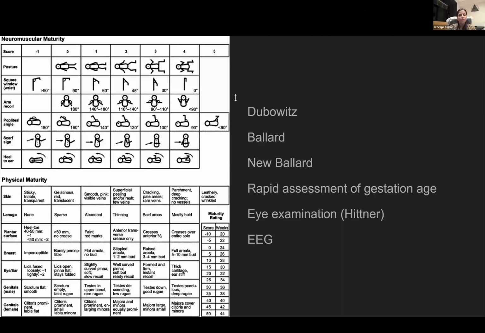Okay. What are the methods? Other methods? Dubowitz, Ballard, rapid assessment of gestation age, where you don't use the neurological criteria, it's only physical assessment. Eye examination, also known as Hittner's, and EEG. USG also, and sometimes advanced technology like MRI. Okay.